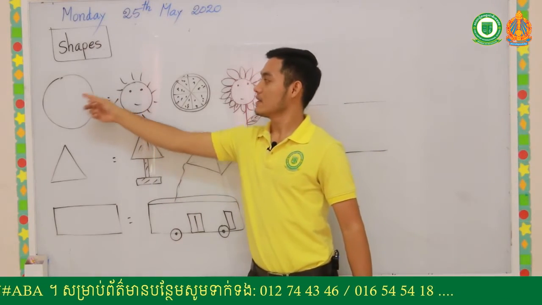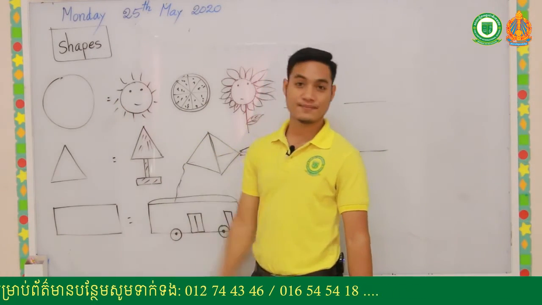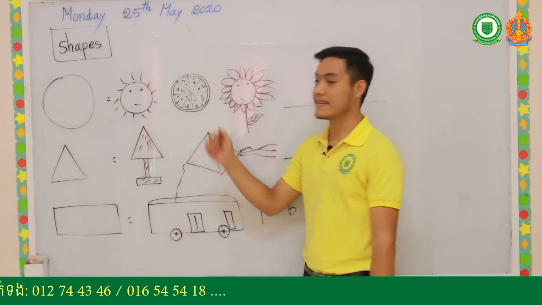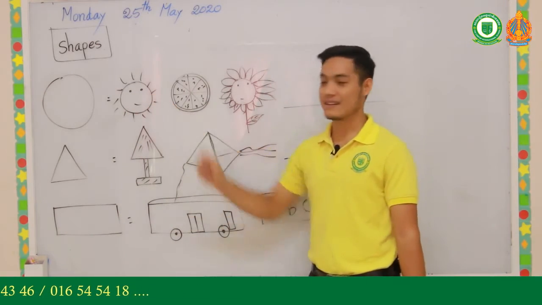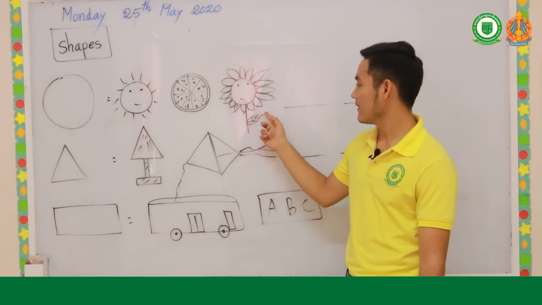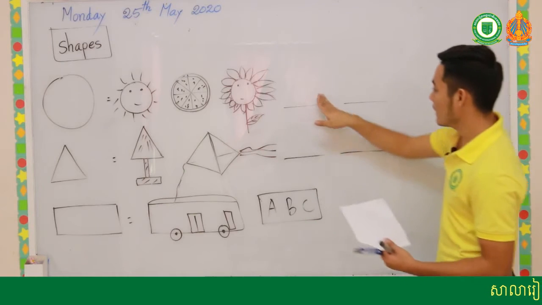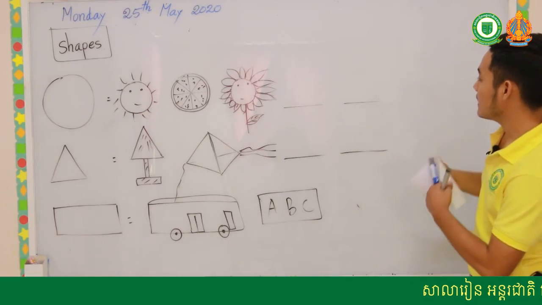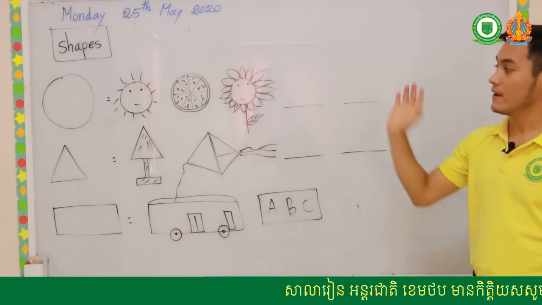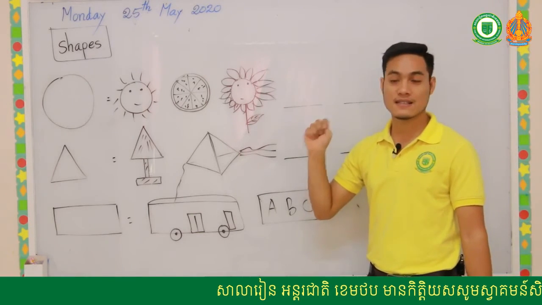Sun. Okay, 1, 2, 3. Sun. Again, sun. This one is pizza. Pizza. This one is sunflower. Sunflower. Okay, so please find more pictures here, up to you. Okay, those come from the shape of circle.